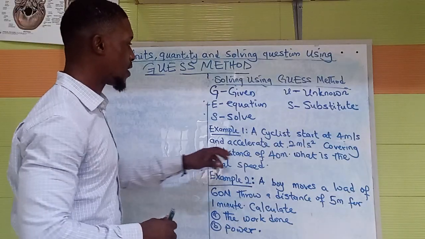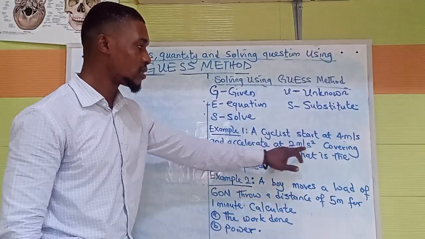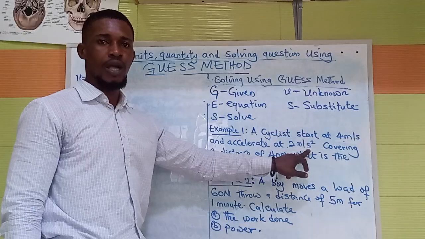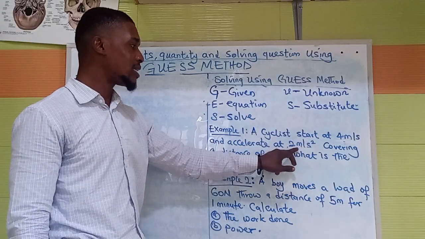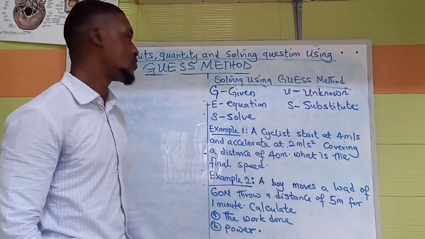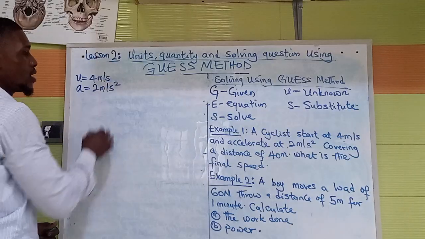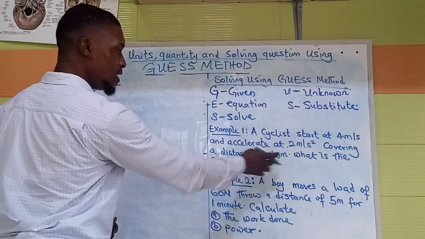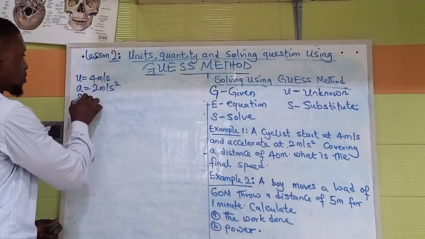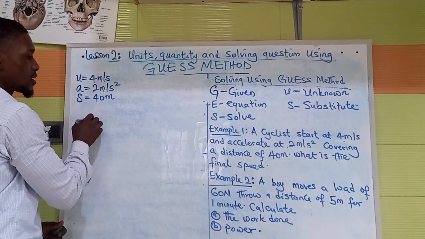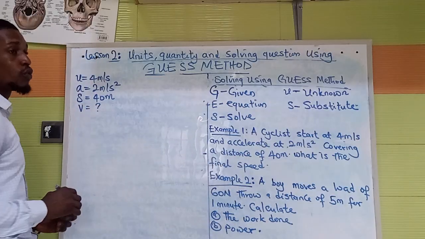Alright, now we have acceleration. We're told that it accelerates at 2 meters per second squared. So another way you can identify the acceleration is by the unit. Anytime a quantity has meter per second squared, it is acceleration. So a is equal to 2 meters per second squared. And distance of 40 meters, of course, you have been told, so your x is equal to 40 meters, and then final speed, which is v, that's what you're looking for.